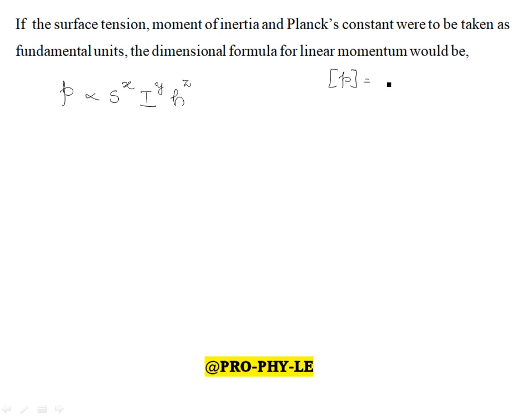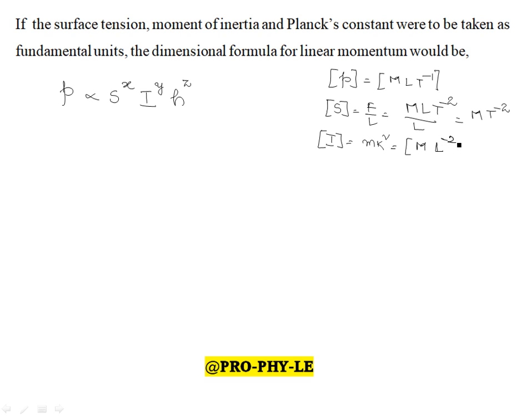So momentum will be mass into velocity, that will be m L t power of minus 1, and surface tension is nothing but force per unit length, that will be m L t power of minus 2 by L, so this will be m t power of minus 2. And moment of inertia is m k square, mass into square of radius of gyration. Square of radius of gyration is nothing but a distance squared, so m L power of 2.